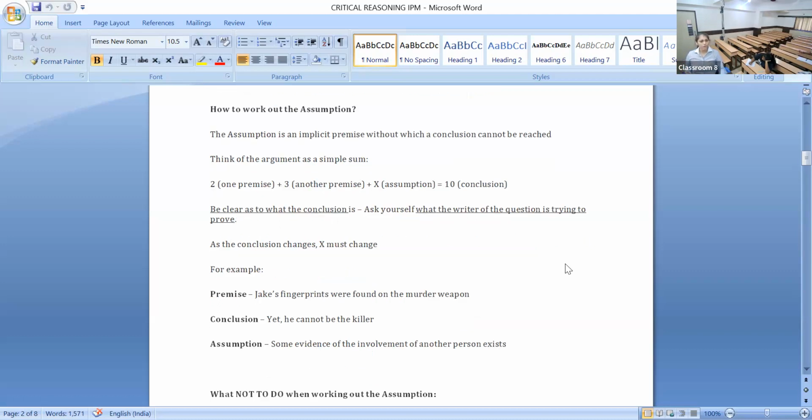So in short, what they're trying to say from the equation is that in case you have a premise, I have 1 fact, I have 2 facts, and I have 10 conclusions over here. In case your conclusion changes, automatically my assumption will also change. So everything will depend upon my conclusion. If my conclusion changes, my assumption changes. Are we clear with this? That's the logic which they're trying to place.